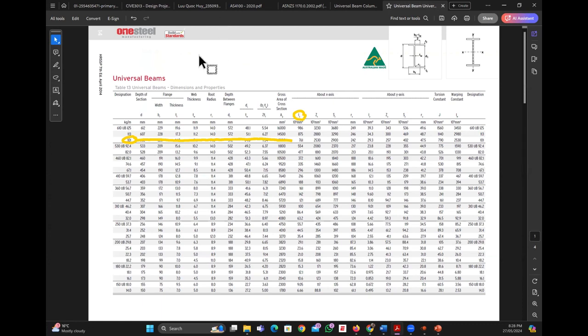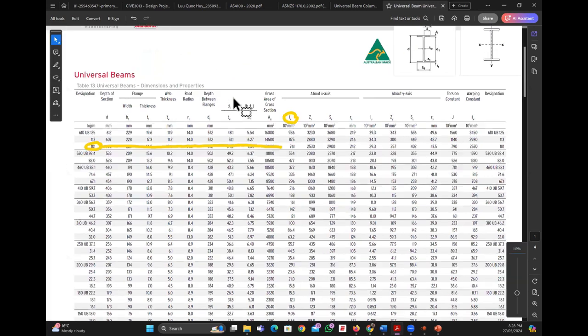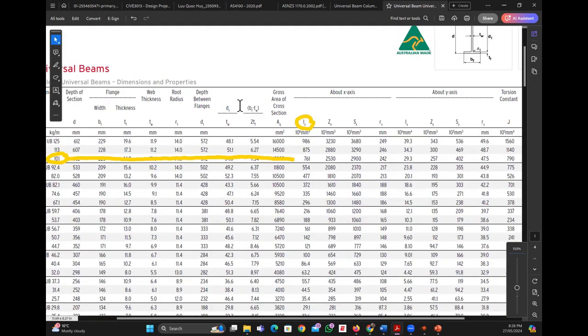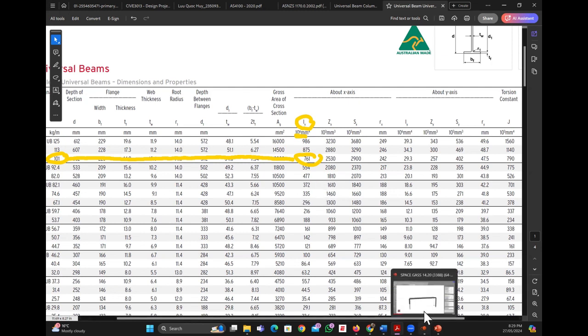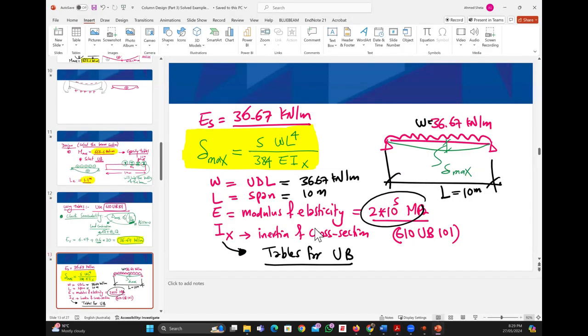Maybe I make it bigger. Can you see it now? So how much is I for this section? 761 times 10 to the power 6. Don't forget, because the column heading says it is multiplied by 10 to the power 6. So if we return to our example here, Ix is equal to 761 times 10 to the power 6 millimeter to the power 4.